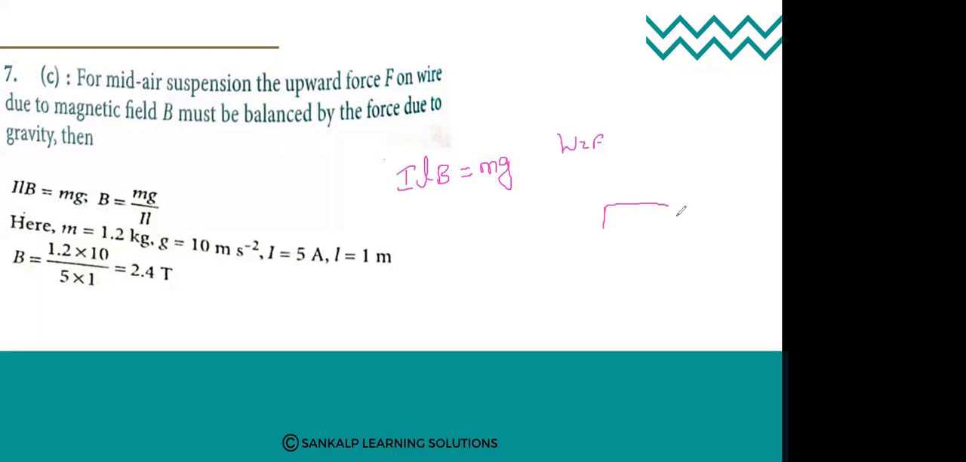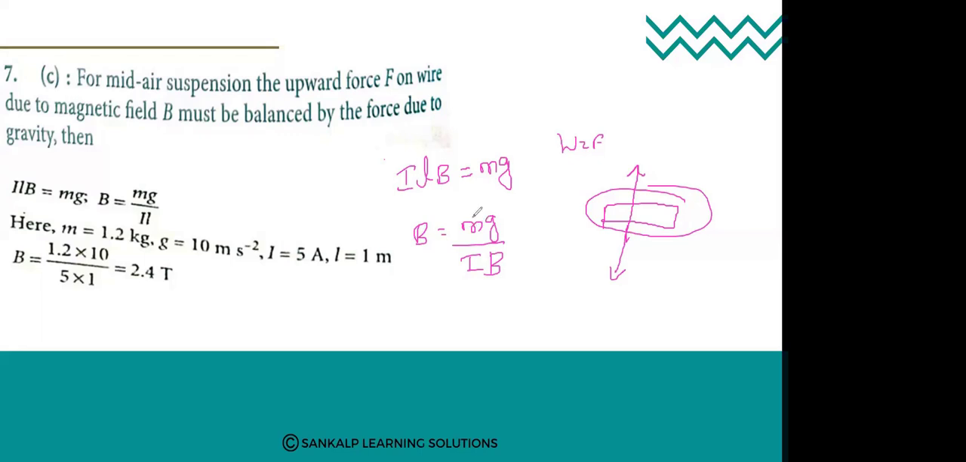So why are we equating? Because here we are suspending the wire. When it is suspended in mid-air, one will be the downward force and one will be the upward force. So in most of this type of question you need to equate the two equations. So here you need to calculate the value of the magnetic field, which is given by mg upon IL. You can see the calculation, students. If any doubt is there, you can ask. Otherwise, you can copy down.